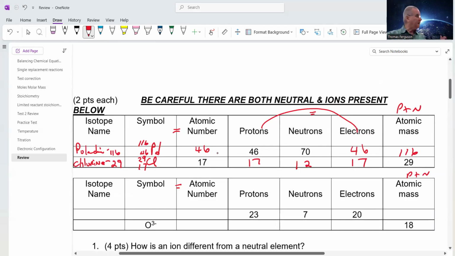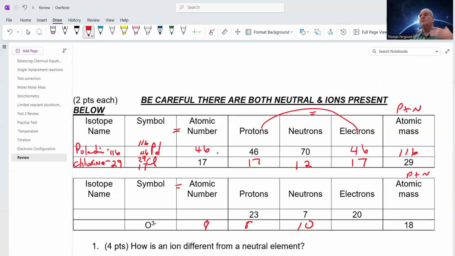So oxygen has 8 protons. Atomic number is 8. Atomic mass for that isotope is 18. So that means we've got 10 neutrons. And what about electrons? How many electrons are there? We have 11 because we have 8 protons. That means we have 3 extra electrons. So we have 8 protons. That doesn't change. And this would be then oxygen 18 again.